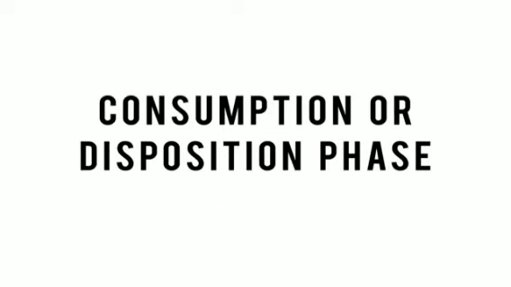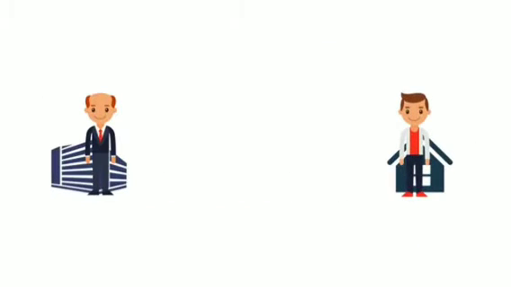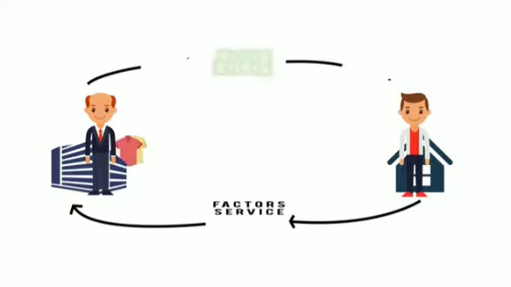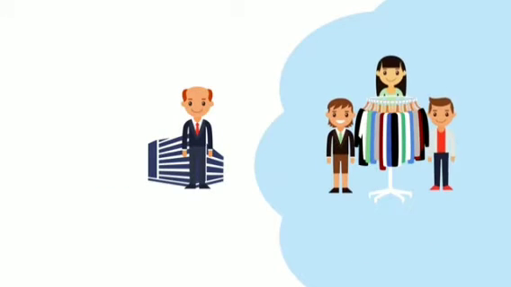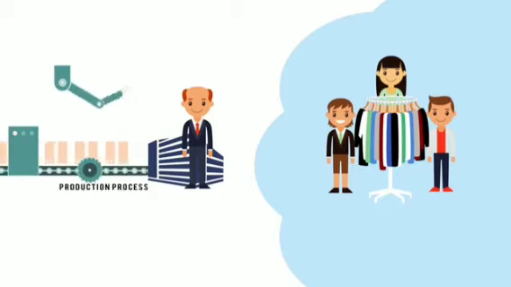Consumption, or disposition phase. Now that the firm has its product produced using factor services, and the household has been compensated for their involvement, there is a need, on the side of the firm, for someone to consume their product, and compensate them for the product purchased from them, so that they can continue with the production process. And there is a need for the household to consume the product to ensure their survival.